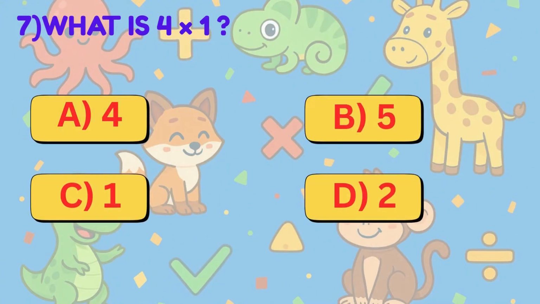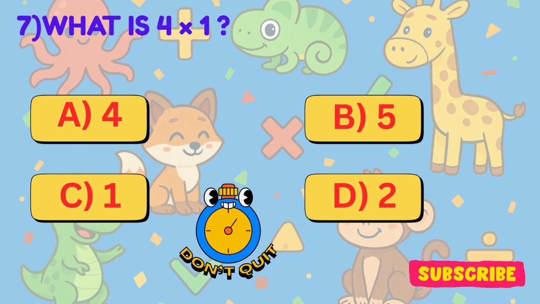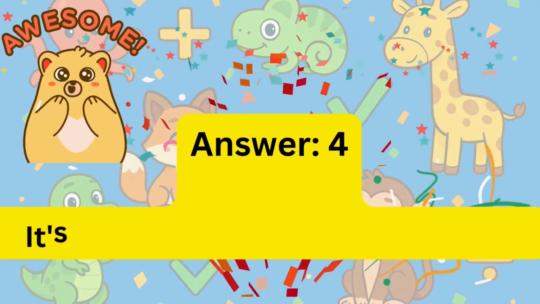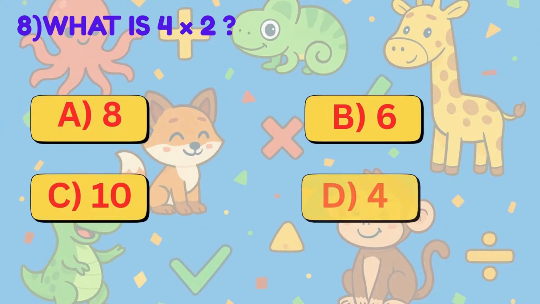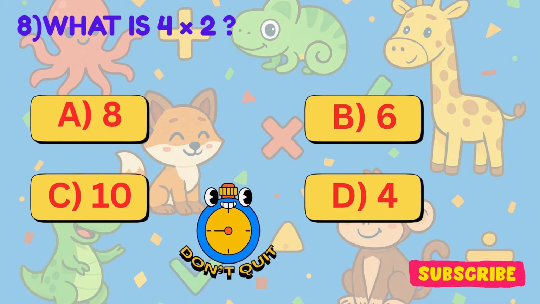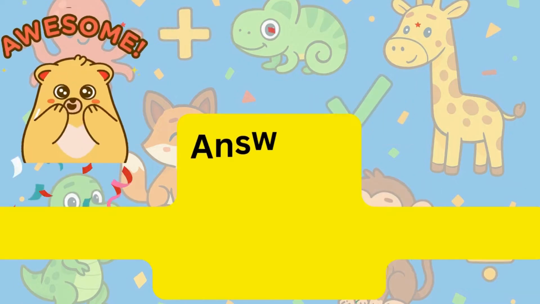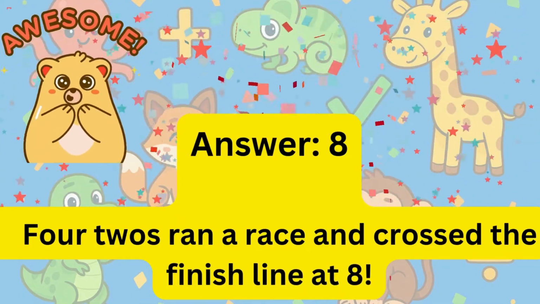7. What is 4 times 1? Is it A, 4, B, 5, C, 1, or D, 2? Correct answer is 4. It's just 4 being its wondrous self. 8. What is 4 times 2? Is it A, 8, B, 6, C, 10, or D, 4? Correct answer is 8. 4 twos ran a race and crossed the finish line at 8.